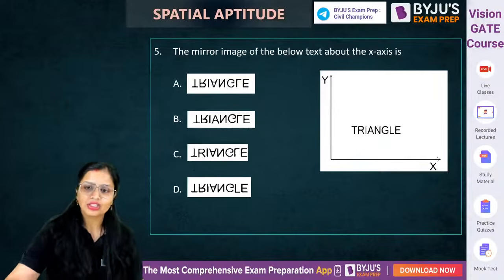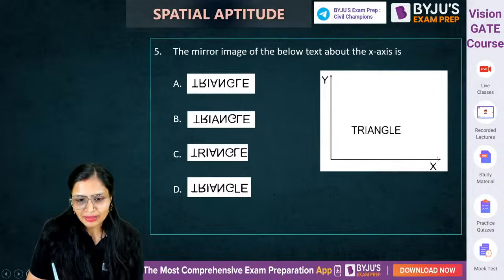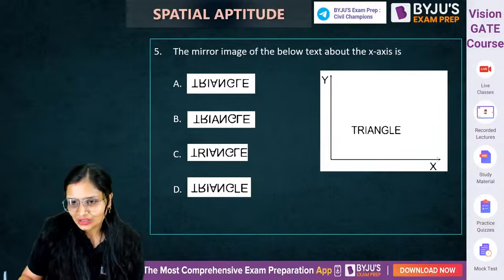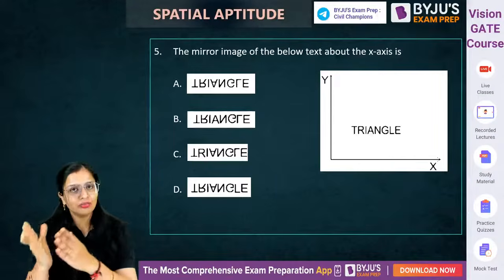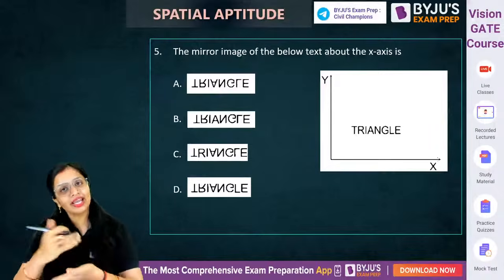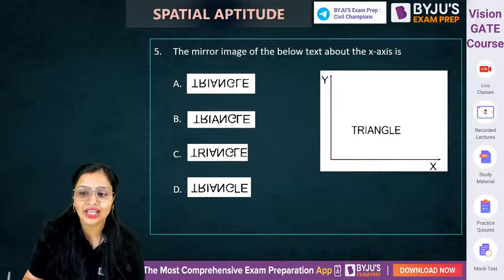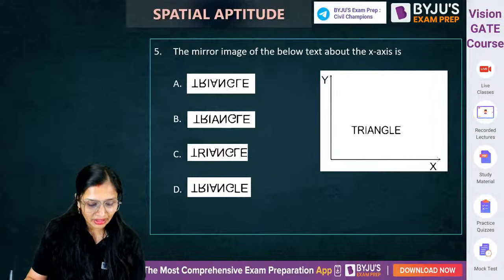Now this one: the mirror image of the below text state. The triangle, when you see it about the x-axis. They can ask you about the y-axis, they can ask you about the x-axis. Right now they're asking about the x-axis. So what will be the mirror image?